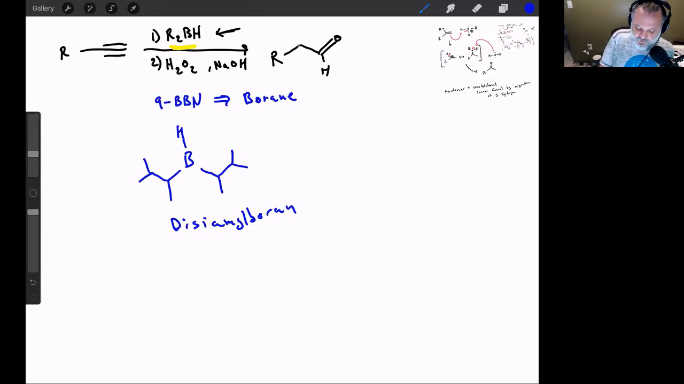Anyway, at the end of the day, what I'm going to show in all my reactions is R2BH. But you should become familiar with 9-BBN. It is an alkyl borane and a dialkyl borane, and it's a common reagent that's used in organic chemistry too. So at the very least, write that down in your notes so that you have some sort of muscle memory about it for organic chemistry too if you're going on there.